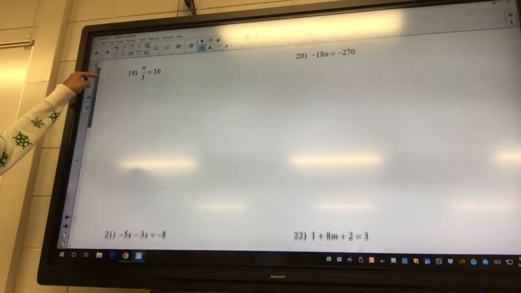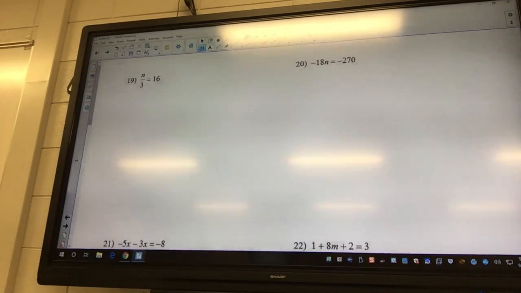Can we do 19 or 20? 19. So what does this say right now? What's n over 3 mean? n divided by 3 equals 16. So how do I get n by itself? Multiply by 3.